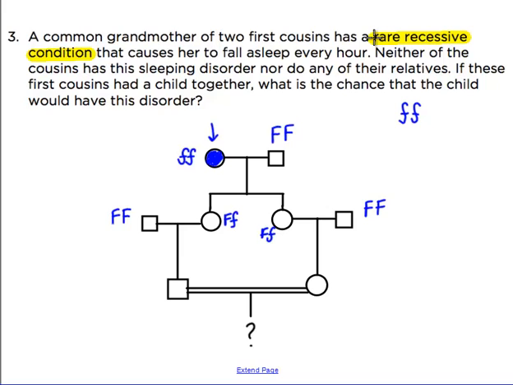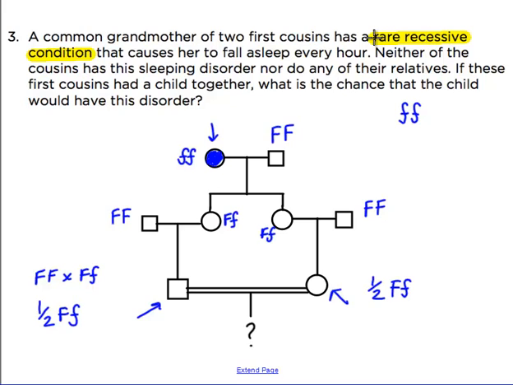Okay, so the problem's asking, what is the chance that the child of the first 2 cousins will have this disorder? In order for their child to have this disorder, both parents must at least be a carrier of the disease allele, or else they would never pass it on to their child. So the probability of this male being a carrier is 1/2, because you're doing big F, big F times big F, little f, which is his parents. So he has a 1/2 chance of being big F, little f. And the same goes for this female. Her parents are big F, big F times big F, little f. So she has a 1/2 chance of being a carrier.